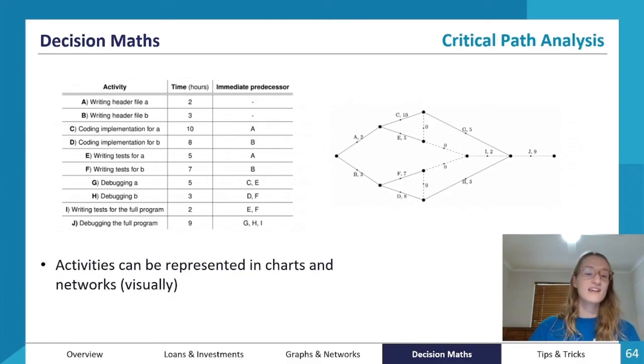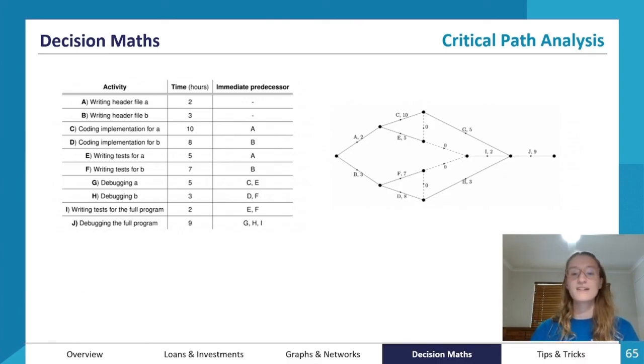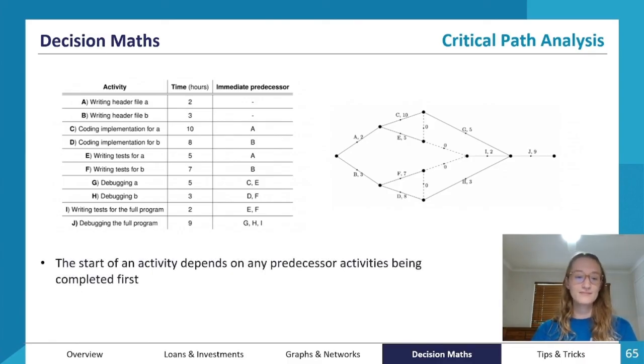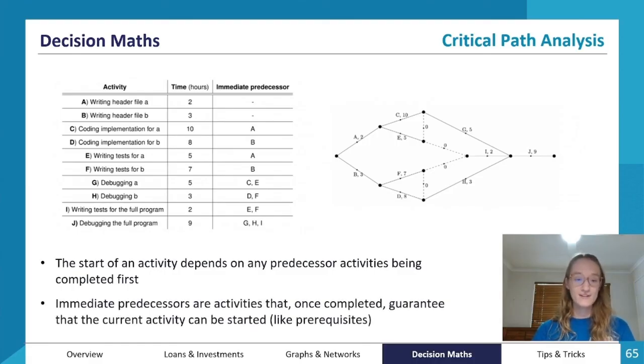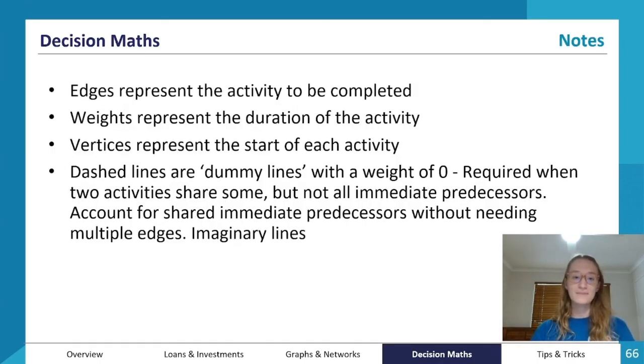And like I said, activities can be represented visually in networks, like what we have here. Oh, and I've already covered this as well. The start of an activity depends on any predecessor activities being completed first. So immediate predecessors are activities that once completed guarantee that the current activity can be started. Think of immediate predecessors like prerequisites. You have to do year 10 before you can do 11. You have to do grade 3 before you can do grade 4. You have to crack the eggs before you can stir them in. Think of it like that.